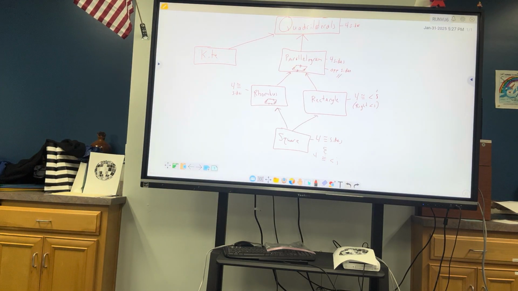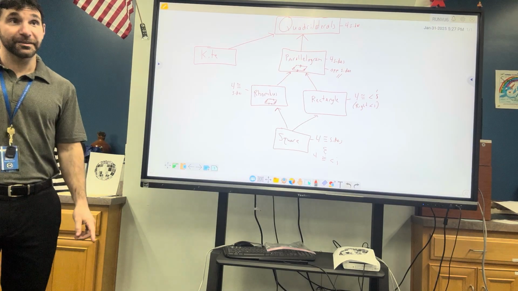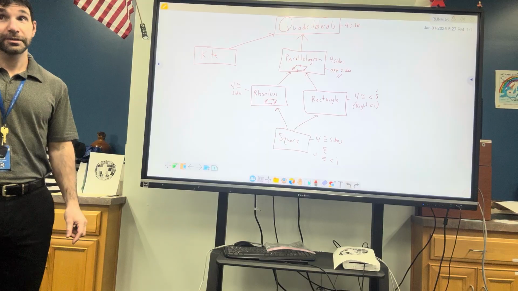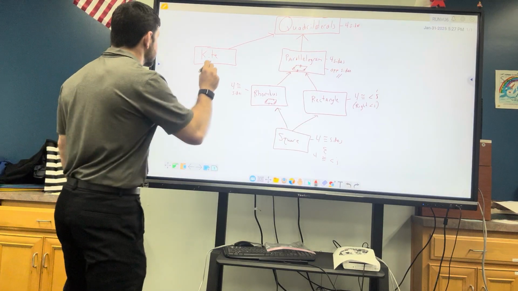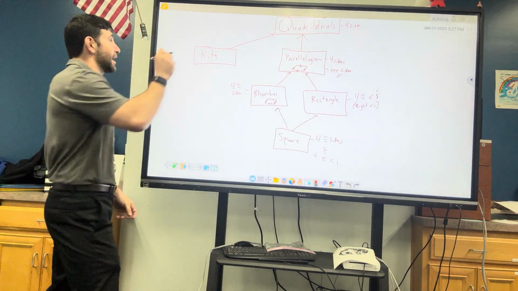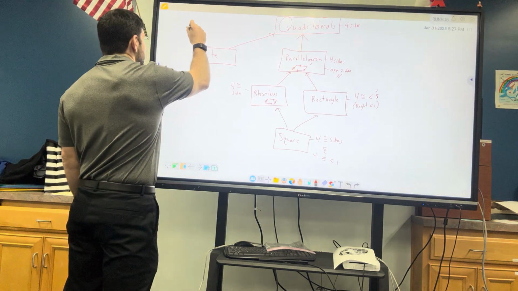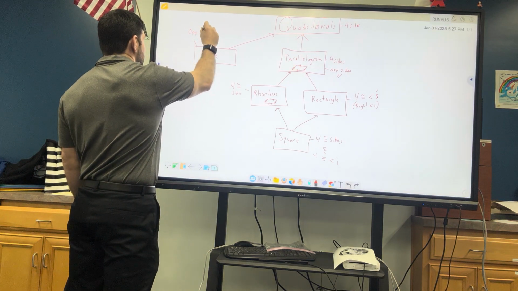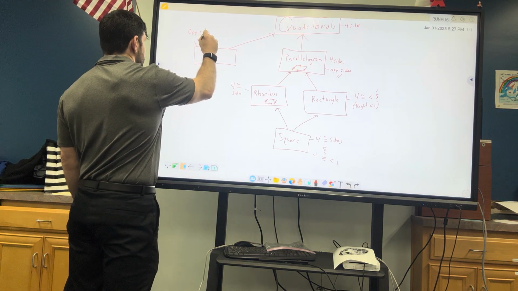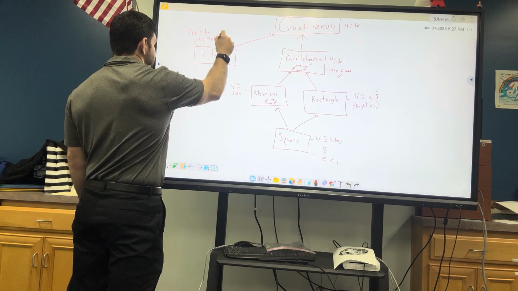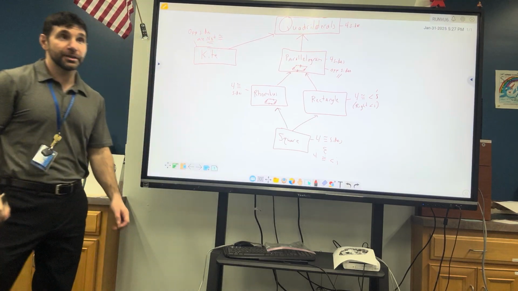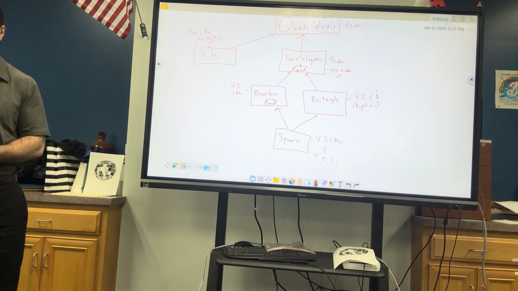Kite is very different. Read what the kite says on that page. Consecutive pairs. With 2 pairs of congruent consecutive sides, but whose opposite sides are not congruent. So I'm going to say opposite sides are not congruent. Opposite sides are not congruent.